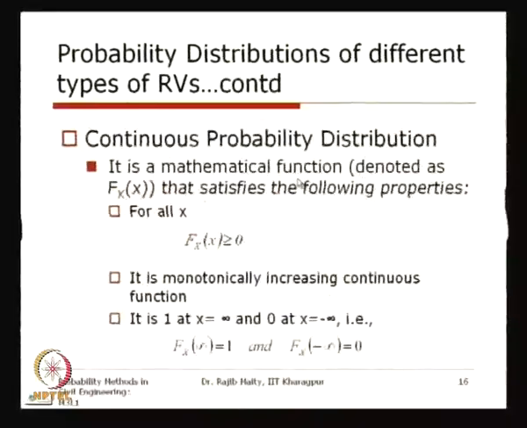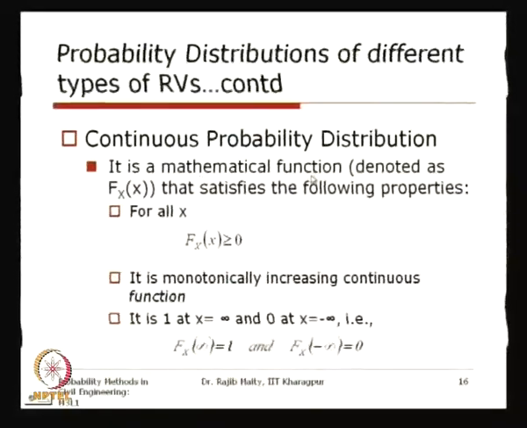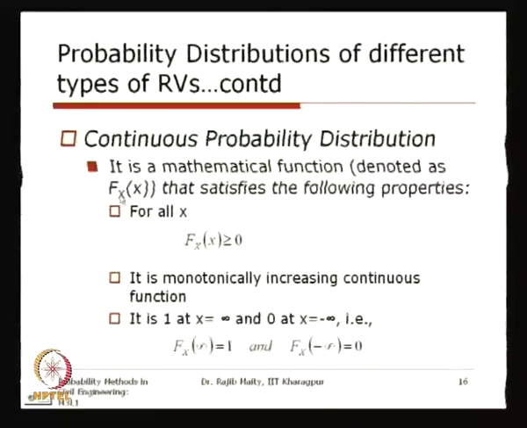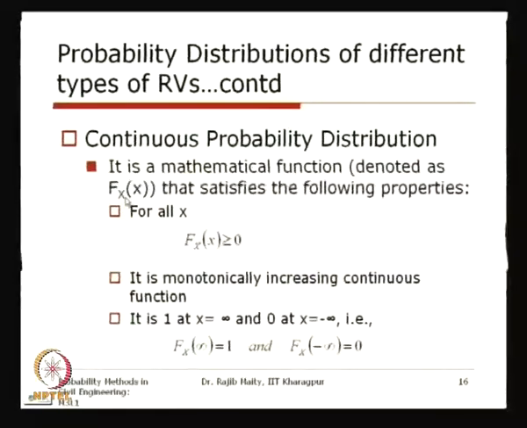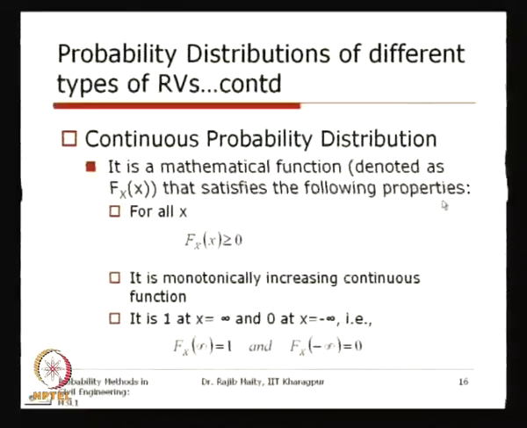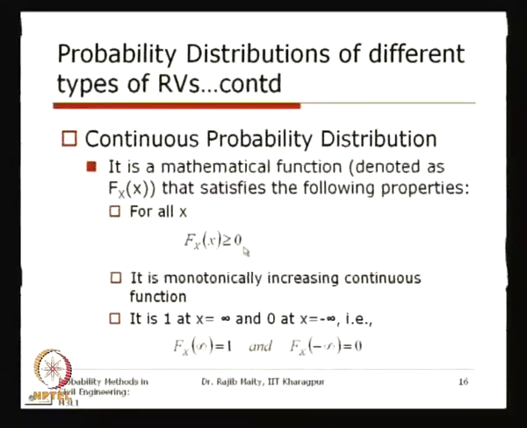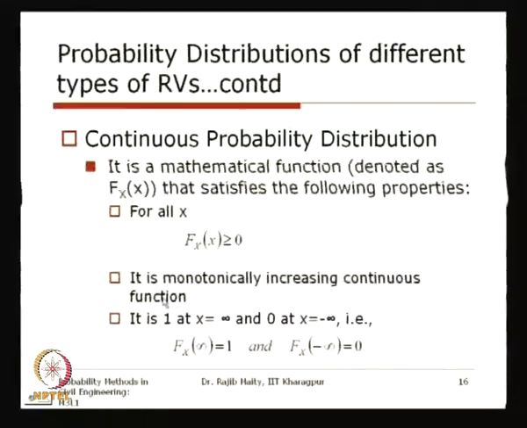The second type of random variable is the continuous random variable. This continuous distribution function is again a mathematical function, denoted by capital F subscript that random variable and a lowercase letter, particularly that random variable's lowercase letter, that satisfies the following properties. The first is that for any specific value of x, this should be greater than or equal to 0. It is a monotonically increasing and continuous function.